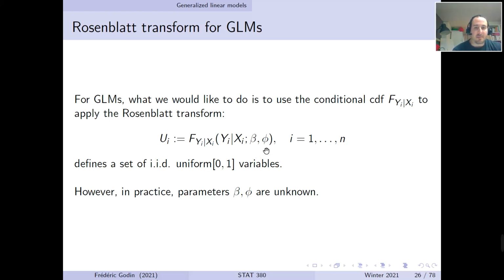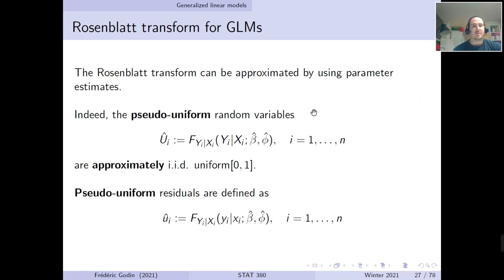But the problem is that beta and phi, in practice, are of course unknown. We don't have them, so it's impossible to apply this transform on the responses. Instead, we will use our estimates of beta and phi and plug them in to obtain an estimated CDF for each of the responses. Using this estimated CDF instead of the true CDF, we obtain U hats, which are not exactly IID uniform 0, 1, but approximately IID uniform 0, 1, under the assumption that beta hat and phi hat are well estimated and close to their true values.